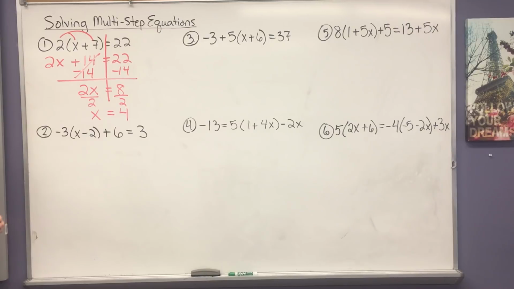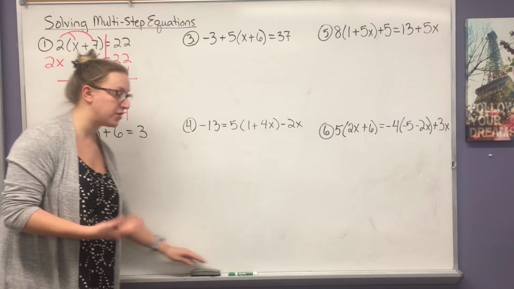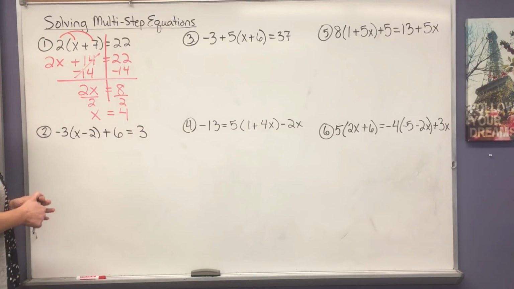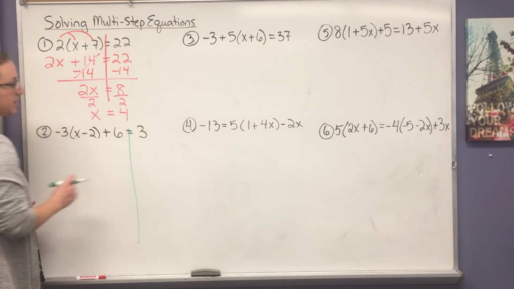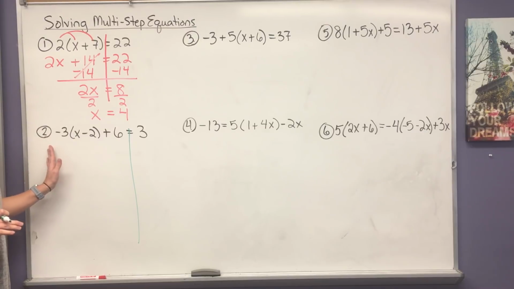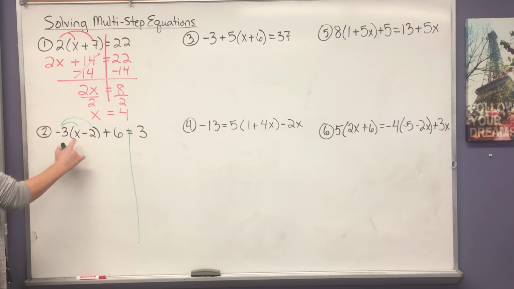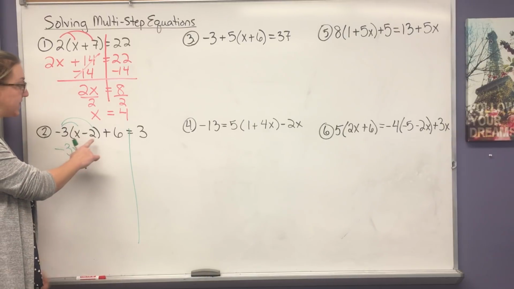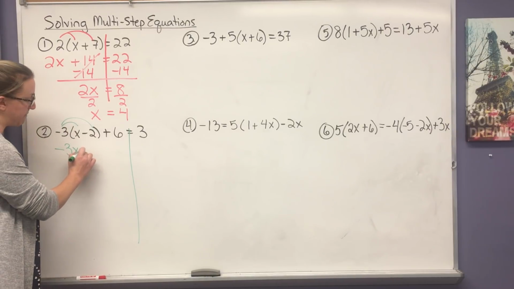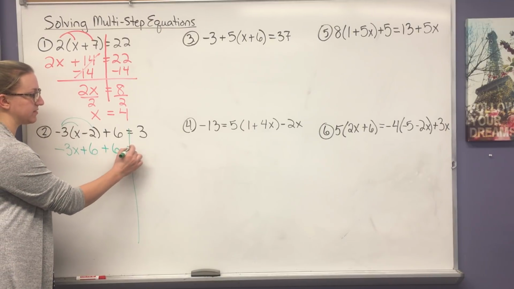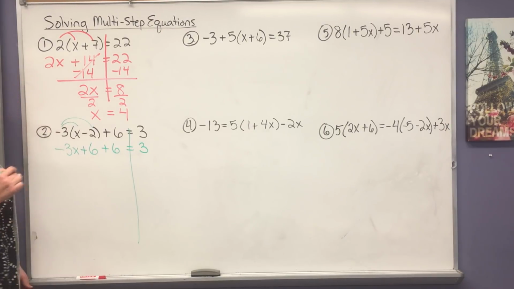So the next question is also solving multi-step, a little bit more involved. These are going to get more and more difficult as we progress. So we're going to start by splitting it down the middle. And I'm going to start by looking at the left side and check for distributive property, which I do have. Negative 3 times x is negative 3x. Negative 3 times negative 2 is a positive 6. And then I also bring down the plus 6, and it still equals 3.